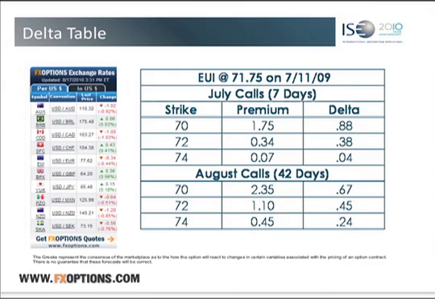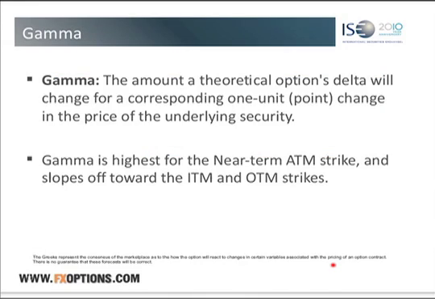All right, now the next Greek we've already defined, actually. When we talked about delta, we gave a great example of gamma. Gamma is the amount a theoretical option's delta will change for a corresponding 1 unit or point change in the price of the underlying security. Gamma is highest for the near-term at-the-money strike and slopes off towards the in and out-of-the-money strikes.